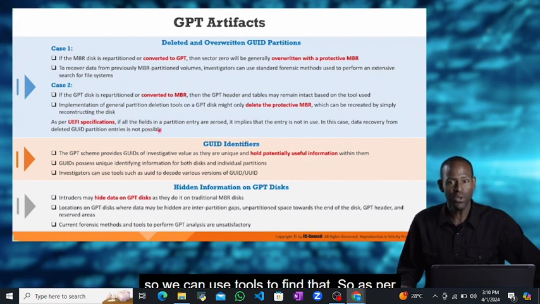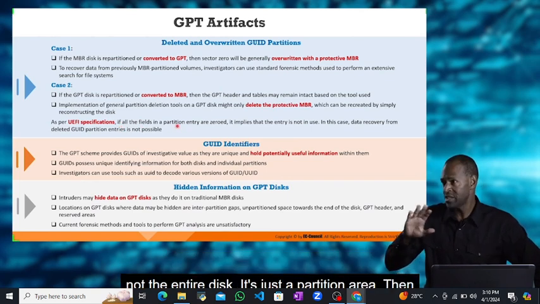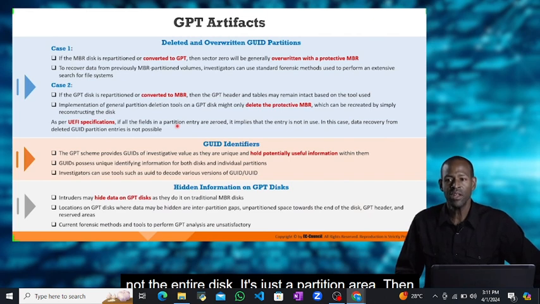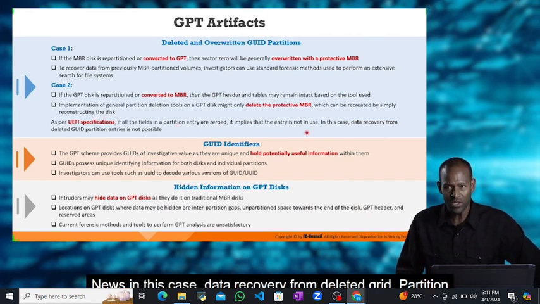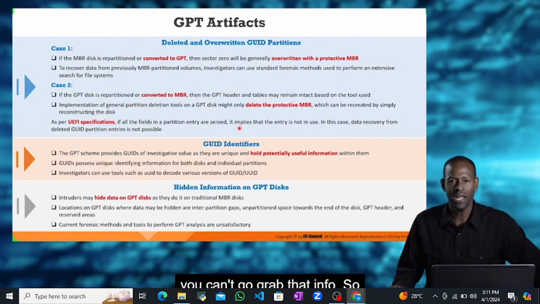As per the UEFI specification, if all of the fields in the partition entry are zeroed, so you have the partition area, that's not the entire disk, it's just the partition area, then it implies that the entry is not in use. In this case, data recovery from deleted GUID partition entries is not possible. So if you zero it out, then you can't go grab that info. So two different cases to look at.